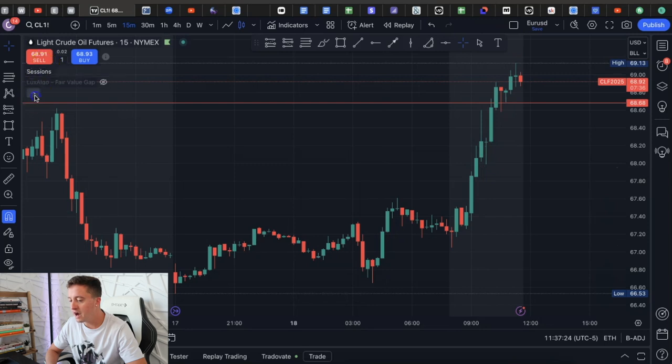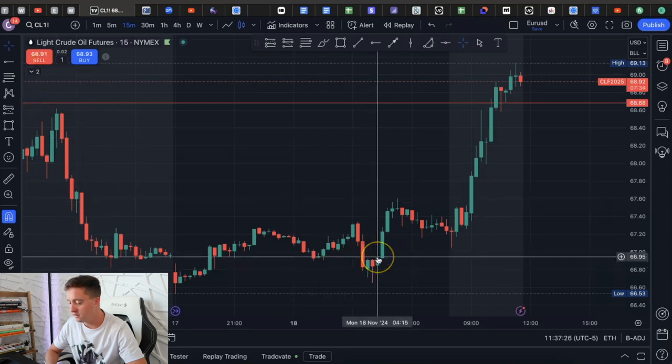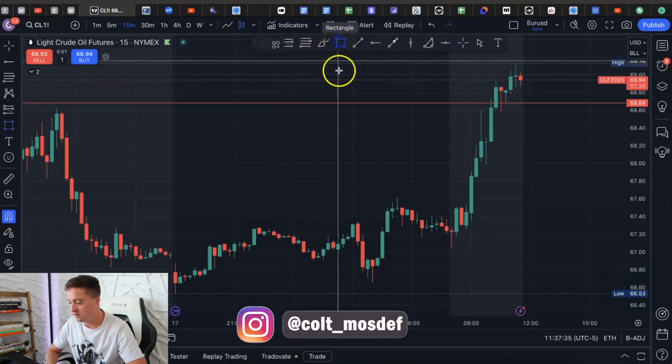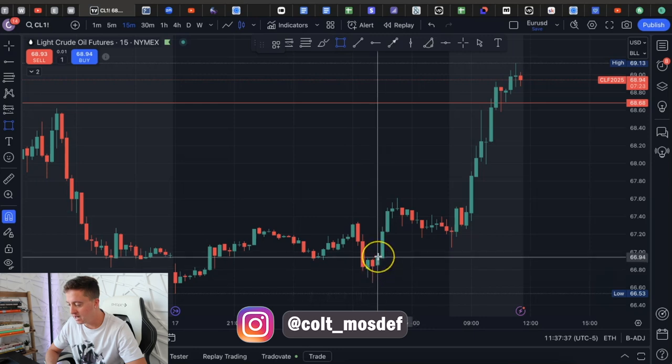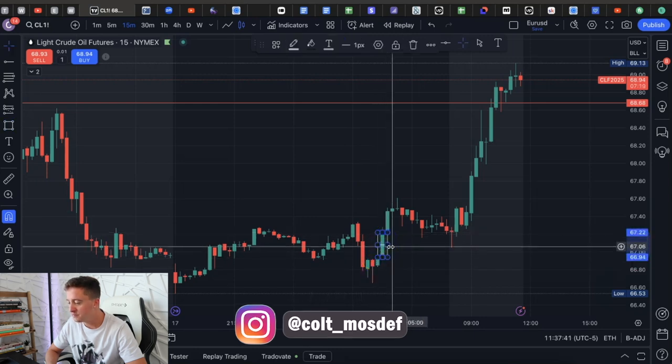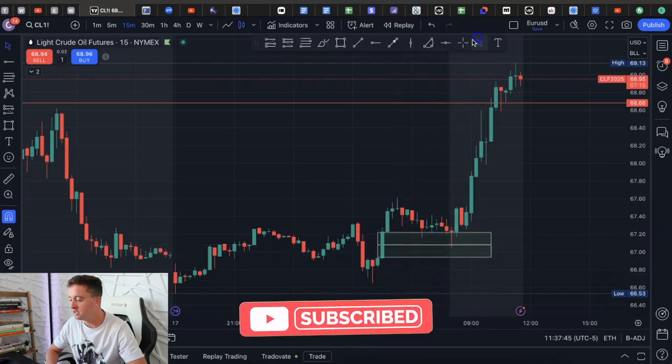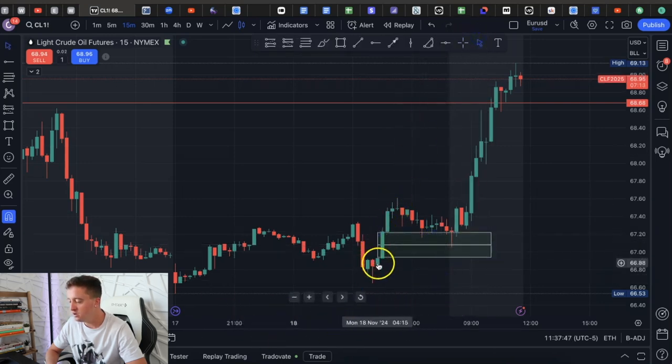So the way that I would mark up this fair value gap, and one tool that I use is this little magnet, because when you use the magnet, watch when I get the rectangle. So I'll get the rectangle. I'm going to go from the first candle's high right here to the third candle's low right here, and then I'm going to extend into the future. Now, like I mentioned a second ago, the fair value gap is 1, 2, 3. It's a 3 candlestick pattern.